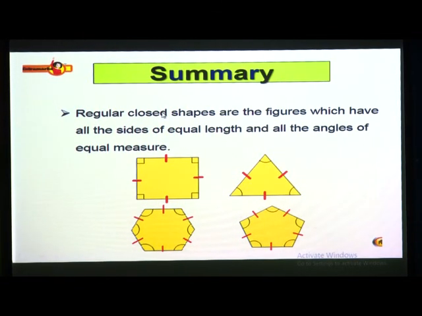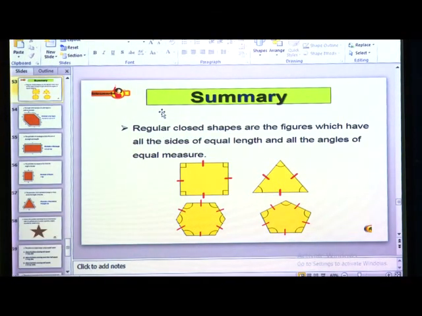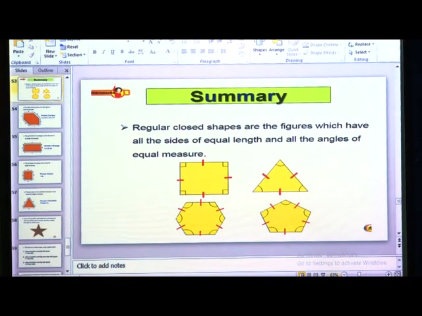Now that we have seen different examples for area and perimeter, we are going to summarize all that we have studied in this lesson. Let us see.